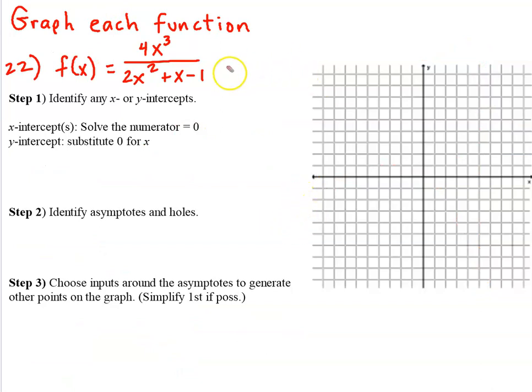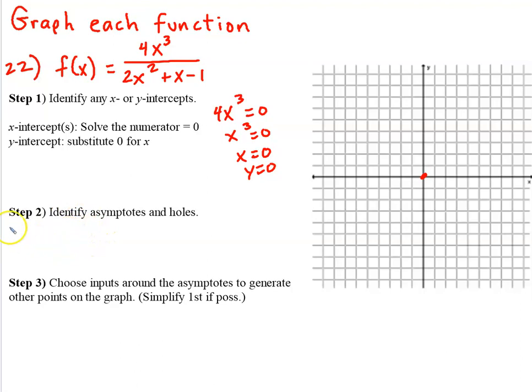All right, so back to the old routine, x-intercepts. Let's see, 4x cubed equals 0. Divide by 4, cube root of both sides. x equals 0, so again, that means we're going to be passing through the origin. If we let x become 0, we get y-intercept of 0 as well. So those are our intercepts.